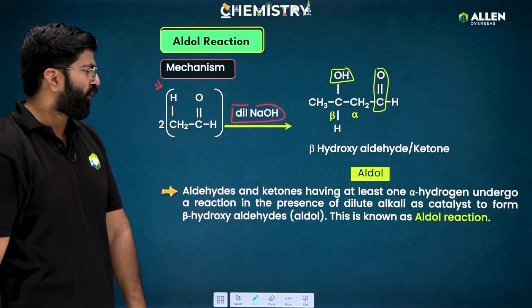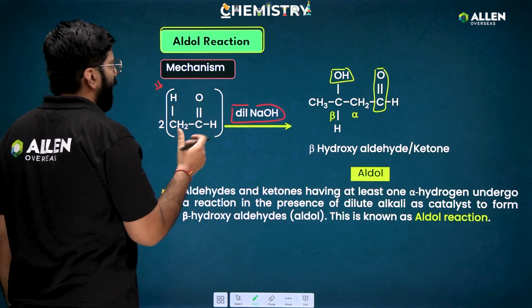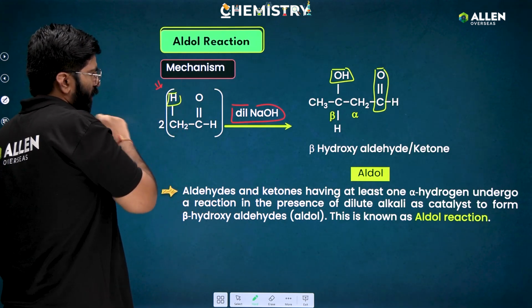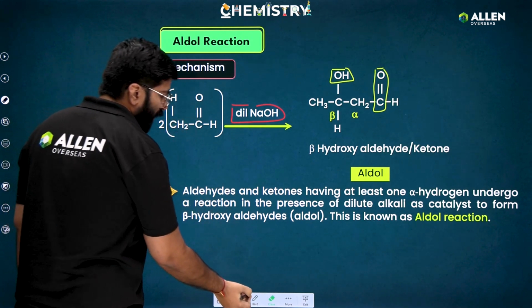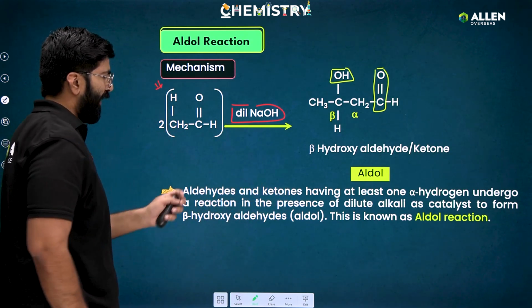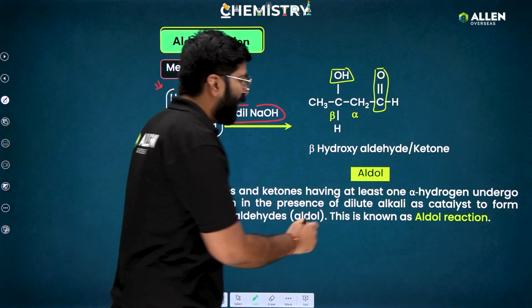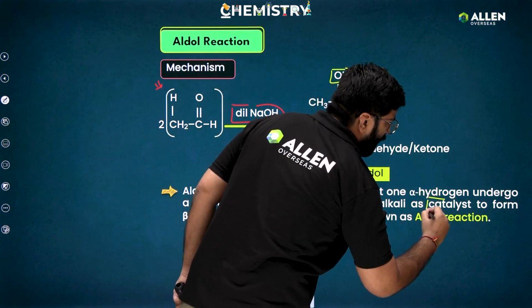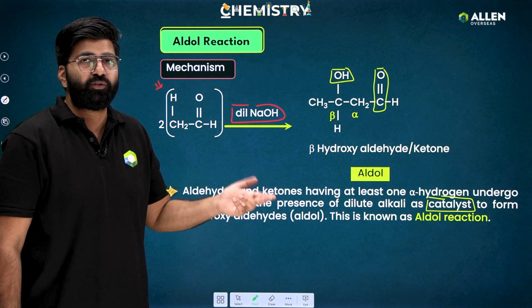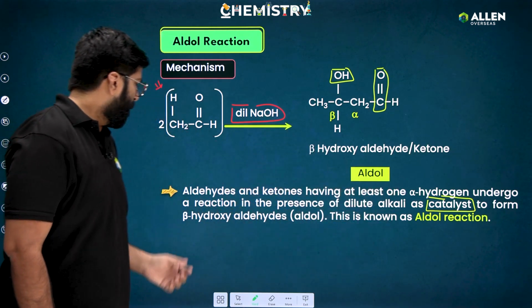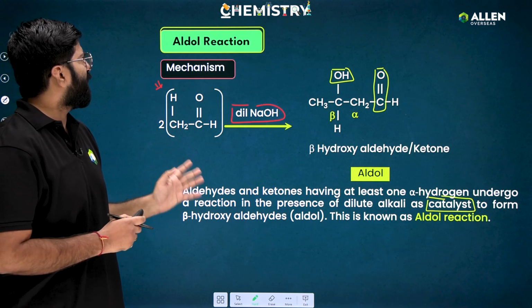Now the definition of your aldol reaction: aldehydes and ketones having at least one alpha hydrogen. This is very important. What actually happened is this hydrogen was present, that's why this was able to go outside, and over here an anion was formed, and then after that we were able to do the reaction. It means your alpha hydrogen is very important over here. So aldehydes and ketones having at least one alpha hydrogen undergo a reaction in the presence of a dilute alkali as catalyst. Like I have also told you why it is going to act as a catalyst, because at the beginning it gave us OH minus, and in the end that OH minus was produced. That's why OH minus was acting as your catalyst to form beta hydroxyaldehyde, which is nothing but your aldol, and this reaction is called our aldol reaction. So this was the general idea of your aldol reaction.